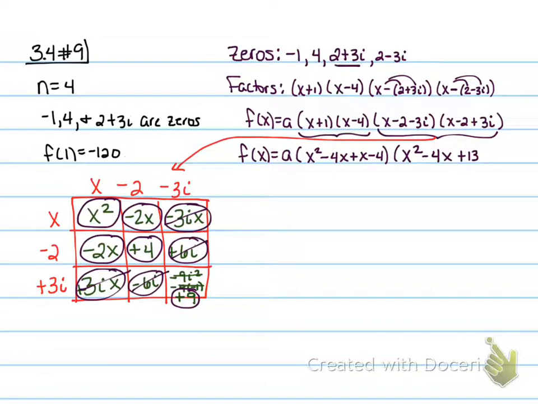And I'll go ahead and circle my stuff so I can see that once I've got them all circled, then I know I've used everything. So those conjugates there together gave me the x squared minus 4x plus 13.